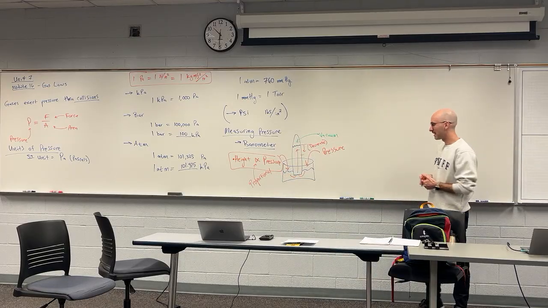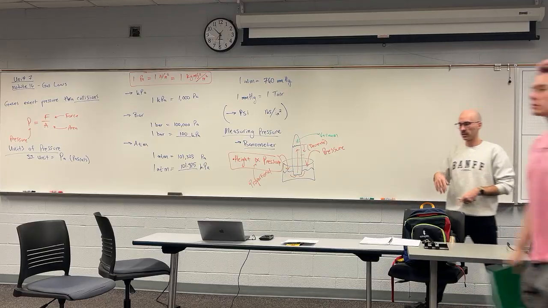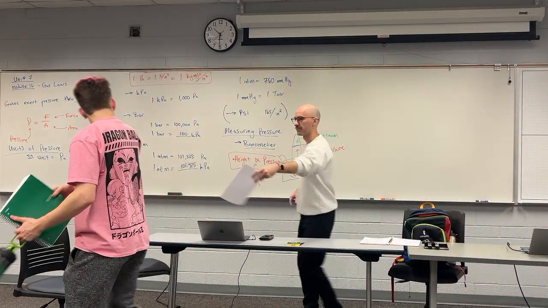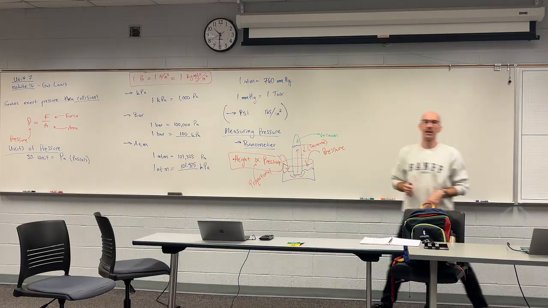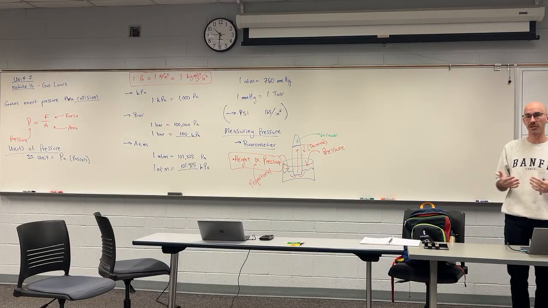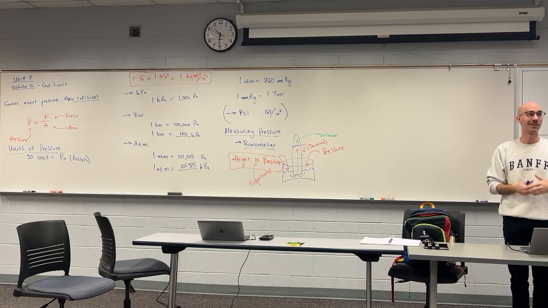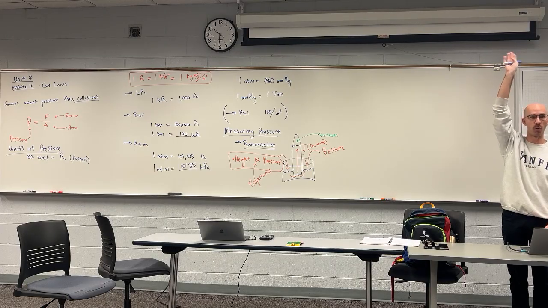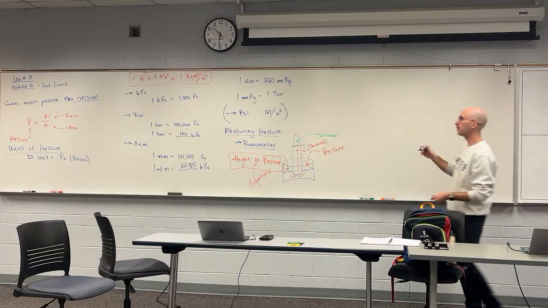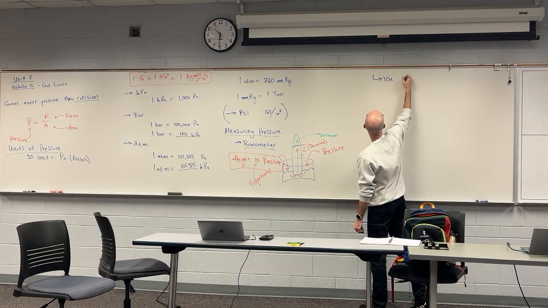The problem is it doesn't take a lot of pressure to move water a lot. Here you go, Kaden. So trying to make an apparatus like this and measure changes in pressure, especially between places like Salt Lake City and Los Angeles, you'd need a very tall tube of water. So we use mercury instead.